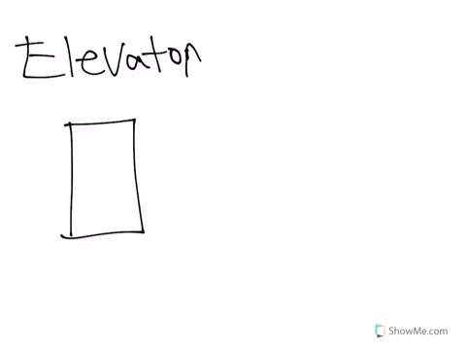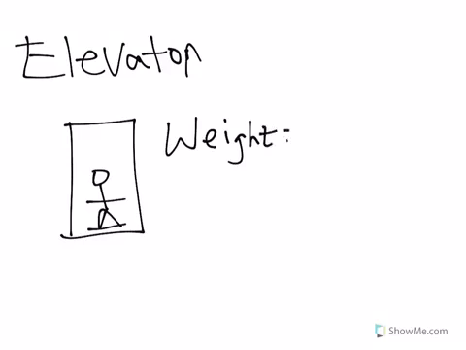So in the elevator lab, we had a human standing in an elevator on a scale. So there's a scale there. And so the first thing we did was we figured out the weight of this person. So let's just say this individual weighs 500 newtons.